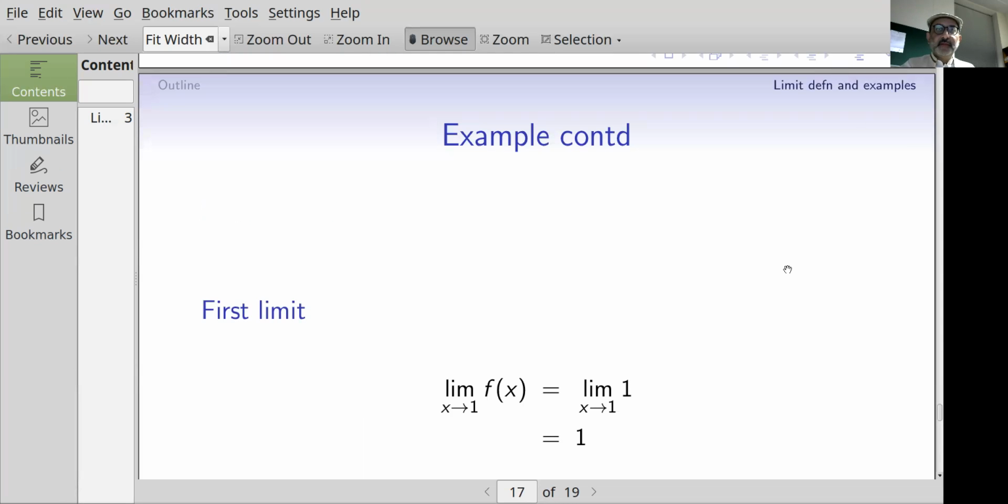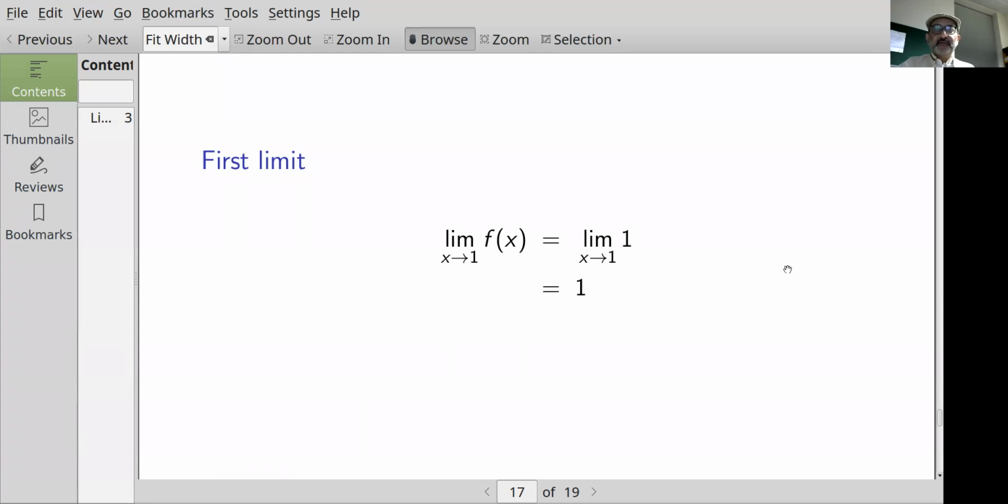Well, the limit as x goes to 1 of f of x. As x is getting really, really close to 1, then we have positive numbers. And when the input x is positive, then f of x gives you the value 1. So the limit as x goes to 1 of f of x equals the limit as x goes to 1 of 1. And as x gets really, really close to 1, the value 1 is arbitrarily close to 1.